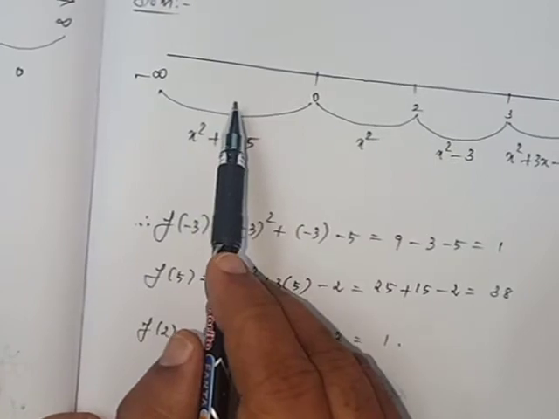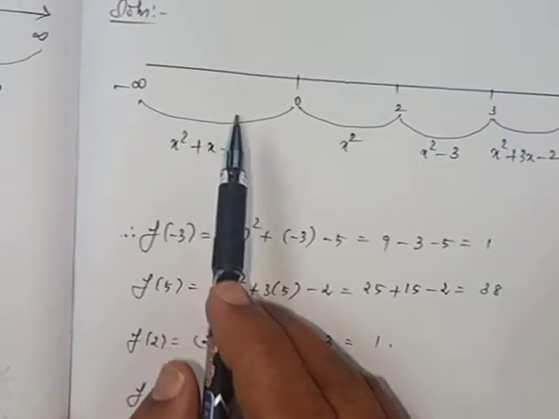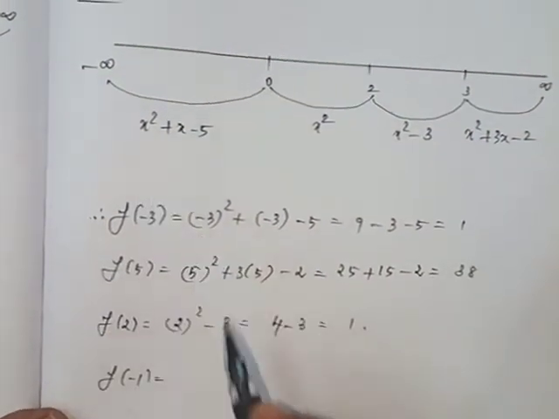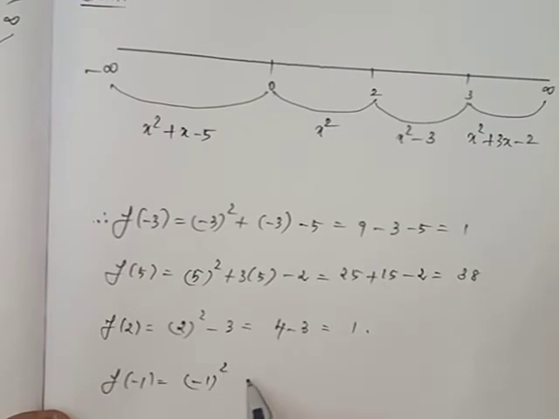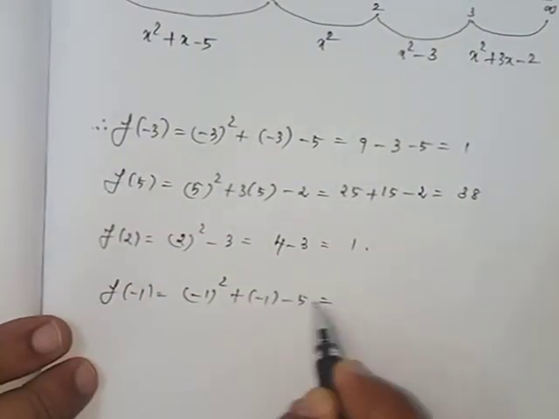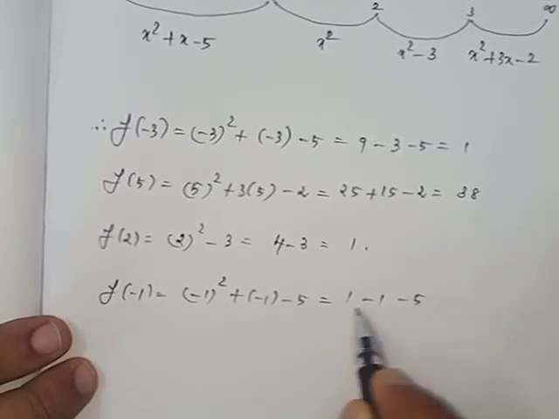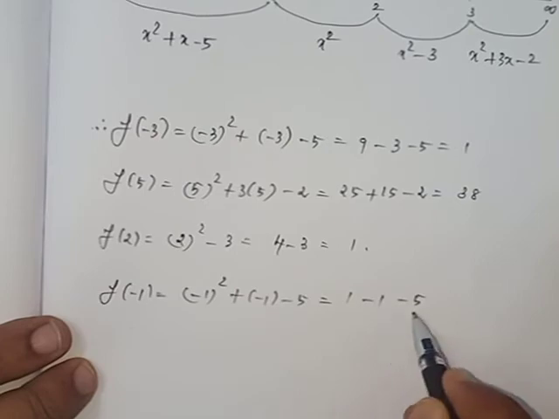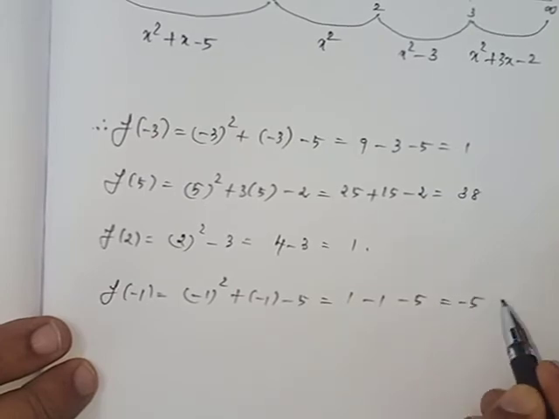Minus 1 obviously lies in the first interval. So I have to consider this f of x. Replace x by minus 1. Minus 1 the whole square plus of minus 1 minus 5, that is equal to minus 1 the whole square is 1, plus into minus 1 minus 5. 1 minus 1 get cancelled, we'll be getting minus 5.